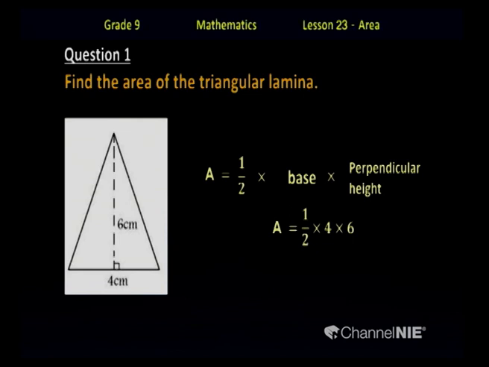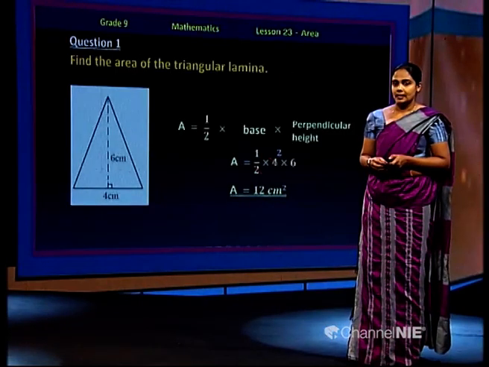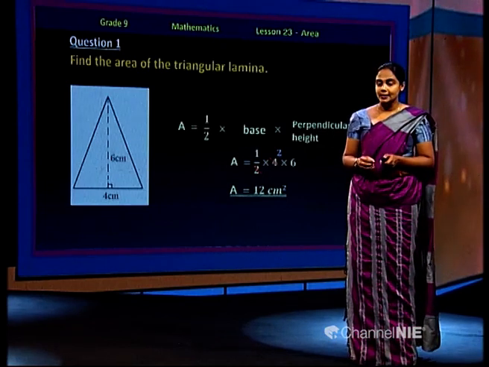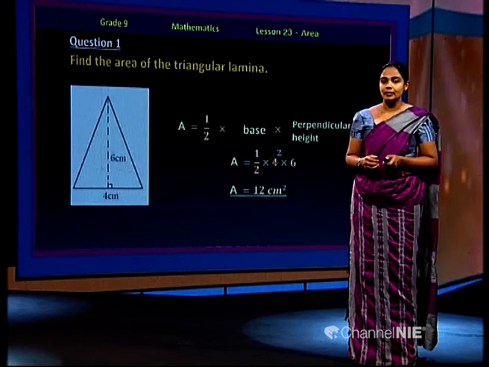Then how we can simplify? There is half. Denominator is 2. Then 2 and 4 or 2 and 6, they are divided by 2. So you can divide them in this way. Then last answer is 1 into 2 into 6. Area is 12 square centimeters. Now students, I am going to give another question. Question number 2.